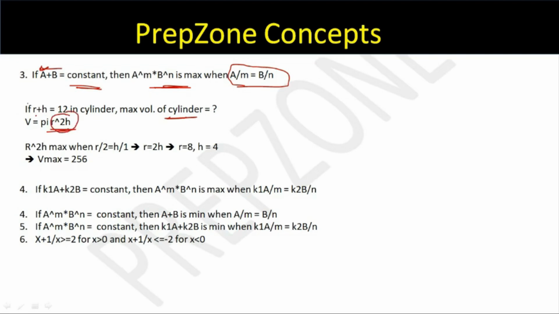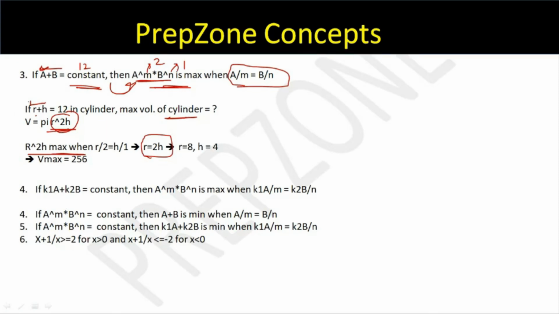अभी when sum is given and you have to maximize r square h. So just use this. Sum is given, right? Sum is given as 12, and you have to maximize this. यहाँ पे m is 2 and n is 1. So simply a by 2 is equals to b by 1. यहाँ पे a क्या है, r है, और b क्या है, h है. So when r by 2 is equals to h by 1, which means when radius is equals to 2 height, twice into height, then the volume becomes maximum.